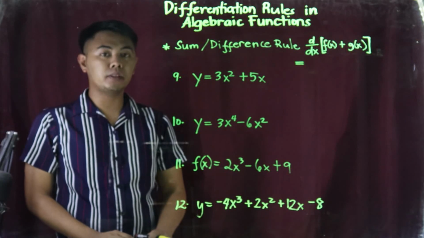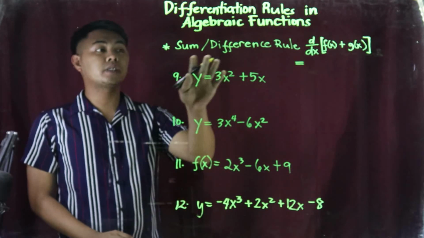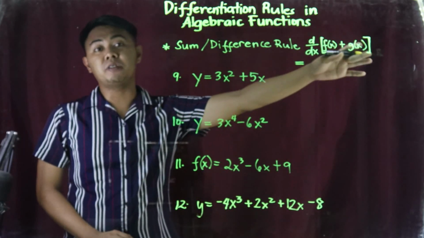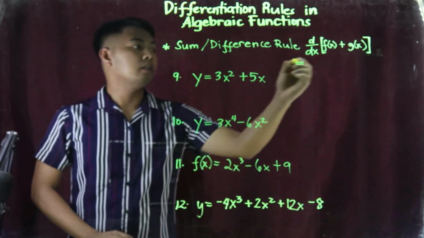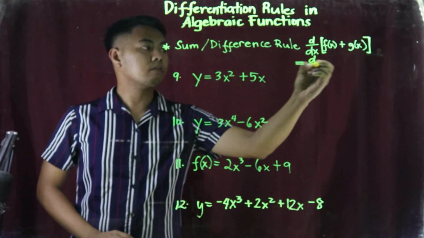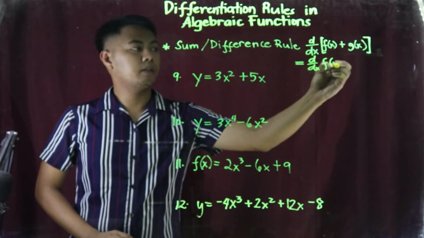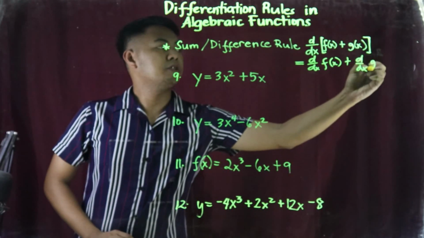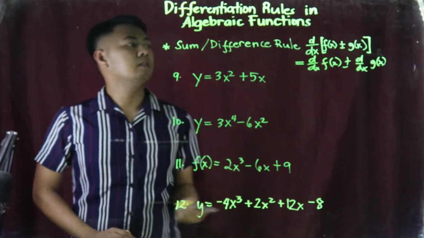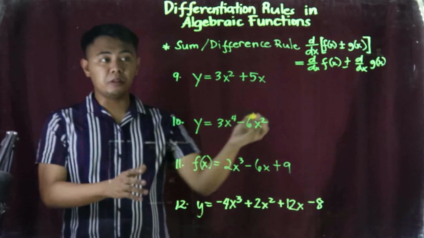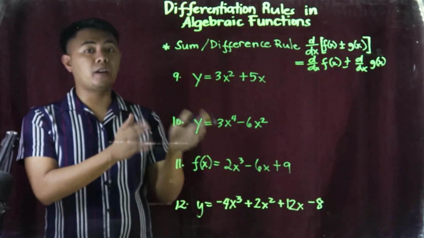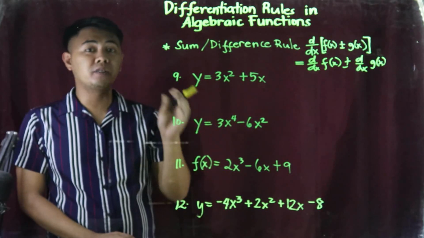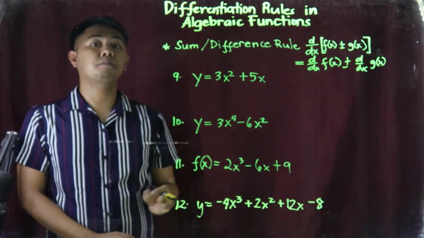Another rule in finding the derivative of an algebraic function: the sum or difference rule. The derivative of f of x plus g of x is equal to the derivative of f of x plus the derivative of g of x. Let's apply that rule. In applying the sum or difference rule, we are also going to apply the constant rule, power rule, and constant multiple rule.